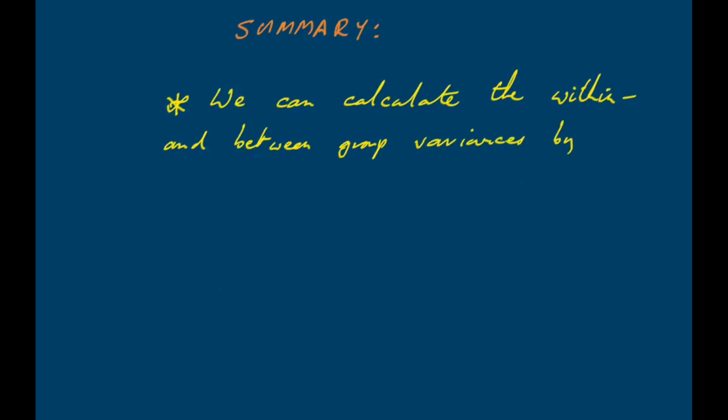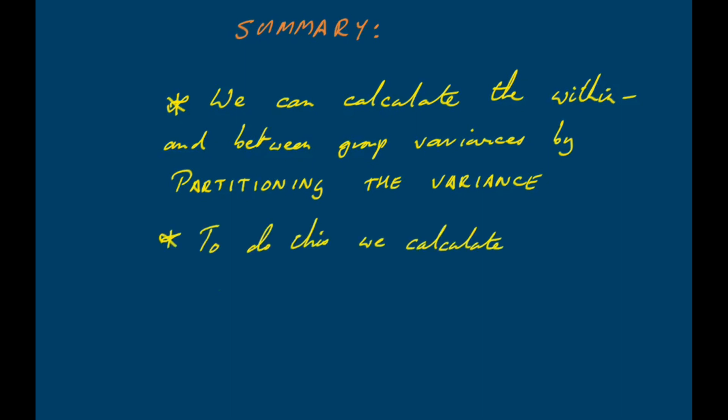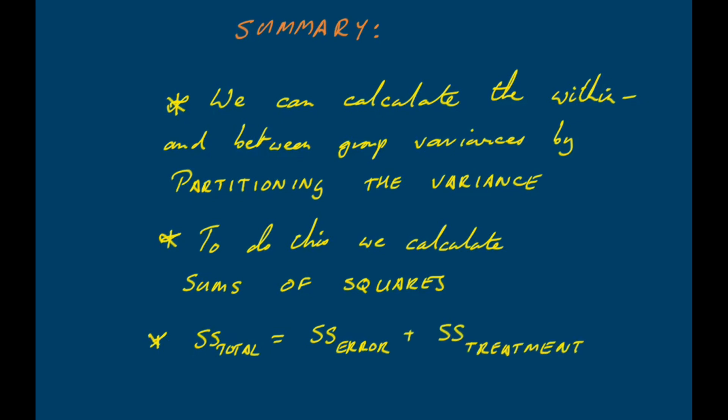We can partition the variance by calculating the within and the between group variances, and that partitioning of variance is the really fundamental thing in a lot of these analyses that we're going to be looking at. We partition the variance by calculating the sums of squares for the total and the error and the treatment. And in fact, we only need to calculate two of these because they add together. So if we know the error and the total sum of squares, we can calculate the treatment sum of squares very easily. If we know the total and the treatment sum of squares, we can calculate the error sum of squares very easily.